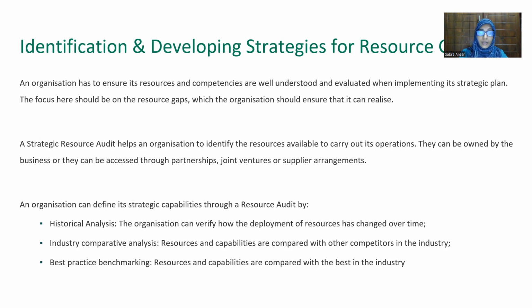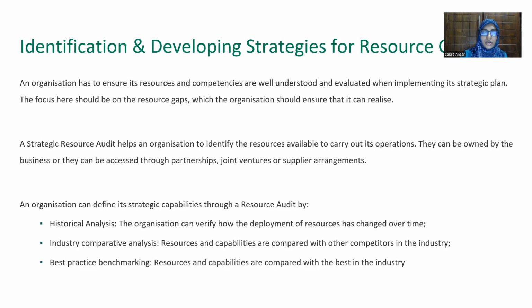So what resources the organization has to carry out its operations is identified through the strategic resource audit. An organization can define its strategic capabilities through a resource audit using historical analysis, where the organization can verify how the resources are deployed or changed over time. Another way is industry comparative analysis, where you compare the resources and capabilities of the other competitors in the industry. And the other one is best practice benchmarking, where the resource capabilities are compared with the best in the industry as well.